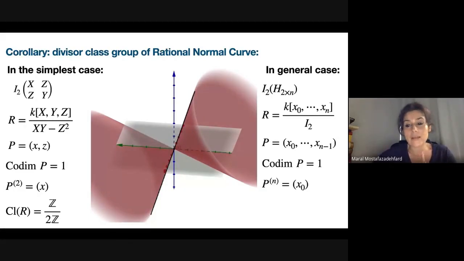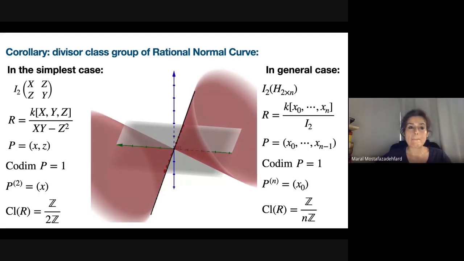And P's n-th power is exactly principal. This is a symbolic power of P, which is generated by x0, and none of the lower symbolic powers are principal. This is the first place that it occurs. And actually, the divisor class group of R is exactly Z over nZ.